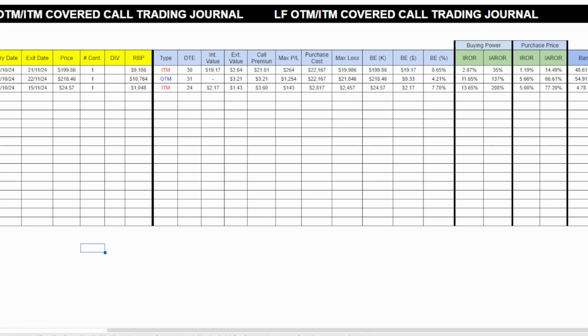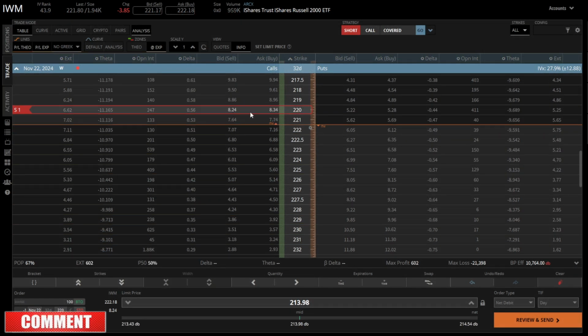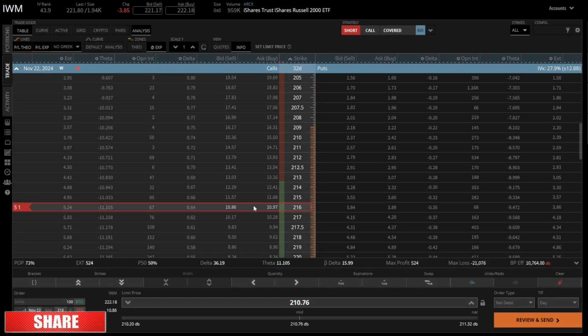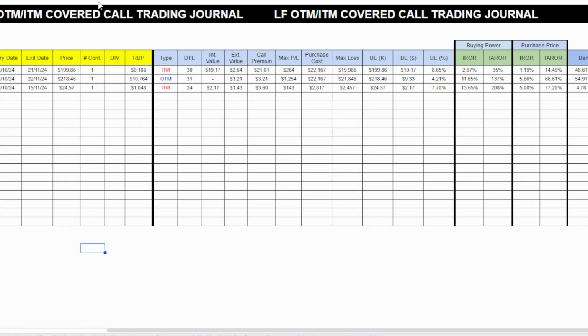So now, if we go back to our TastyWorks, we're going to move this strike price to be in the money, okay? You're going to move all the way down here to the $202 strike price. Our maximum loss now is 19,986. Our max PNL is 264. We're still selling one contract, okay? Very simple. So now back to our spreadsheet.